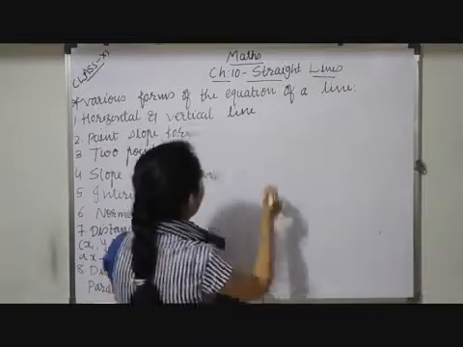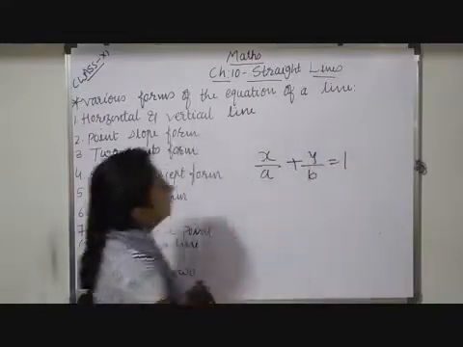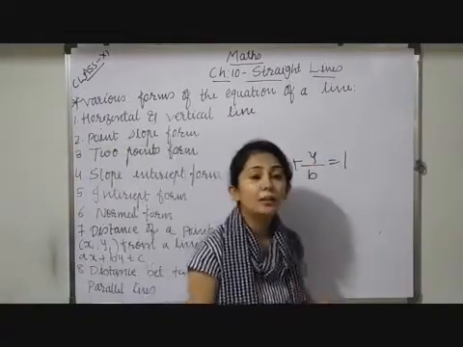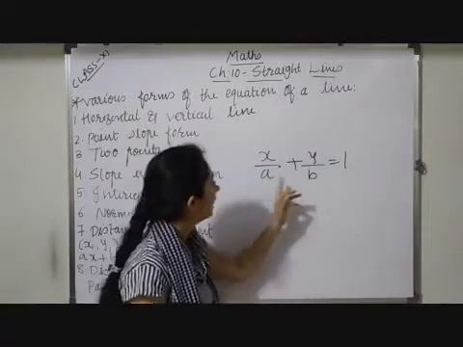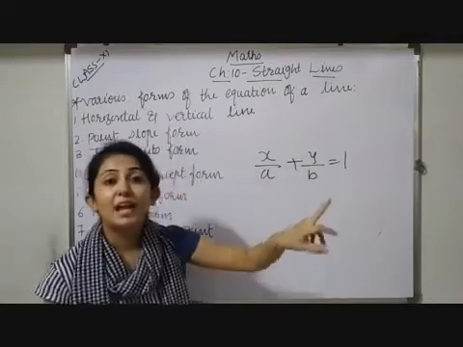Intercept form means x upon a plus y upon b equals 1. So this form is known as intercept form. Now in your mind again there will be a question: what is a and b? So a means the intercept of the x-axis.